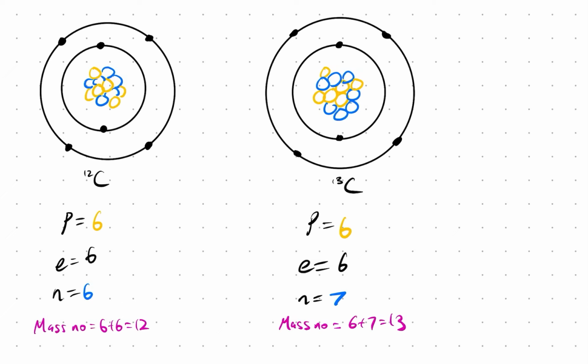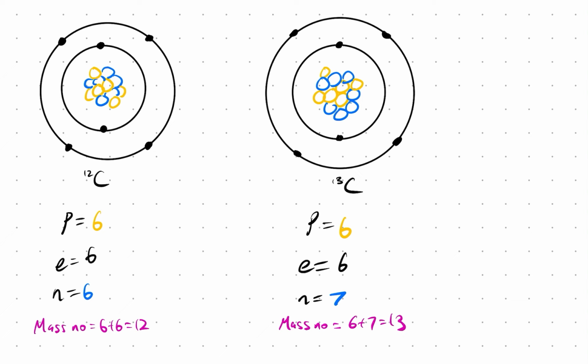Hello viewers, welcome back. In this video, we'll be delving into the topic of isotopes. So, what are isotopes? Now I want you to take a look at these two atoms on the screen. The one on the left is called carbon-12, while the one on the right is called carbon-13.